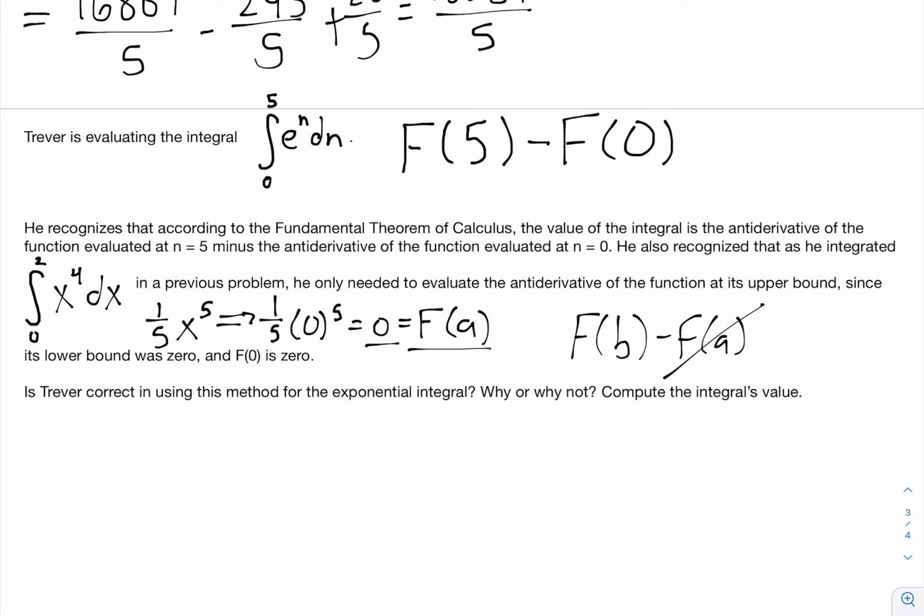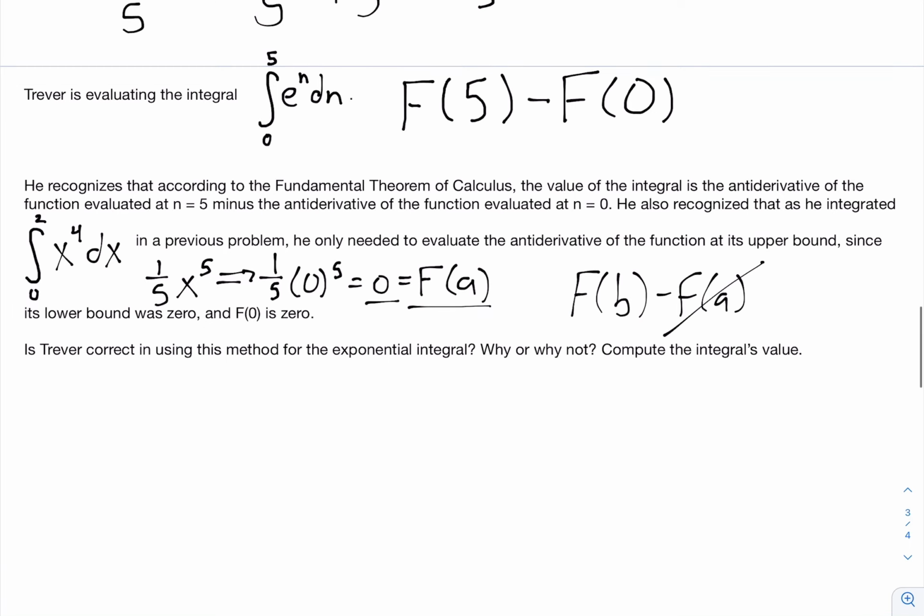Is Trevor correct in using this method for the exponential integral? Why or why not? Compute the integral's value. Okay, well, let's think about it. Let's use our fundamental theorem of calculus here. So Trevor's looking at the integral from 0 to 5 of e to the n dn.